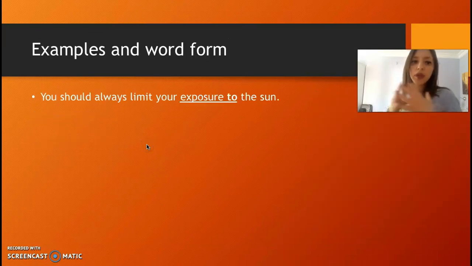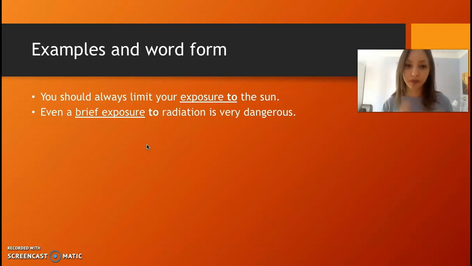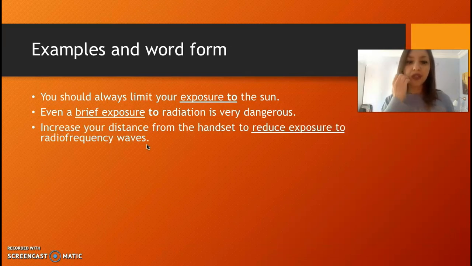An example: you should always limit your exposure to the sun. So exposure to something. Even a brief exposure to radiation is very dangerous. So another nice collocation, brief exposure. Increase your distance from the handset to reduce exposure to radio frequency waves.